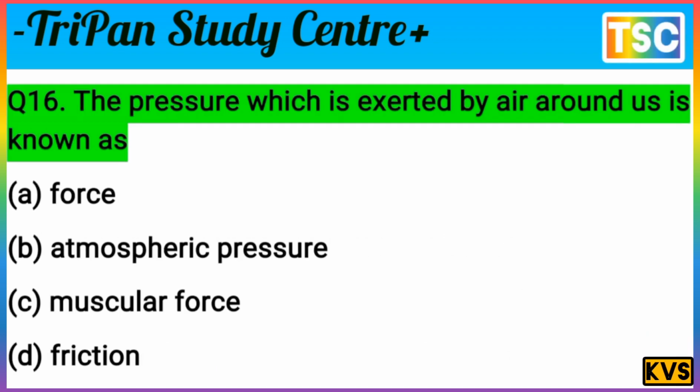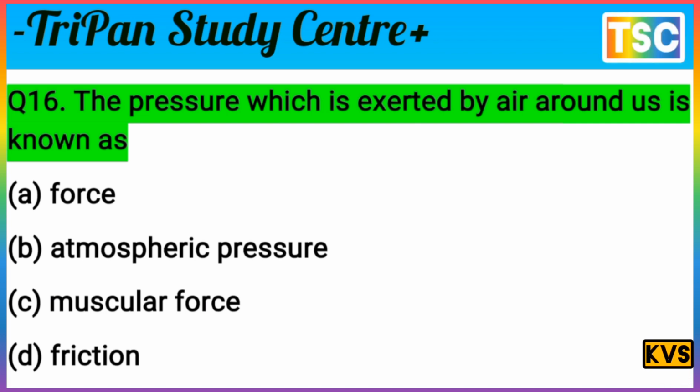Next question on your screen. The pressure which is exerted by air around us is known as: A. Force, B. Atmospheric pressure, C. Muscular force, D. Friction. Question is clear. But first of all, write the correct answer in your notebook. You must write the correct answer in your notebook.